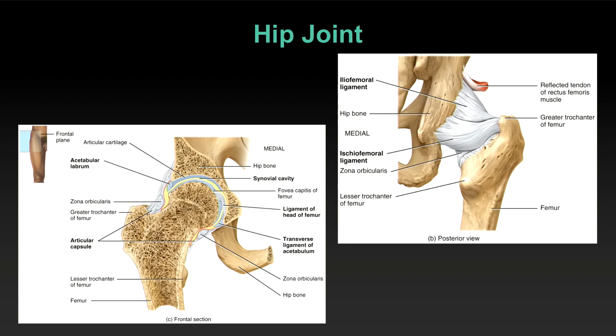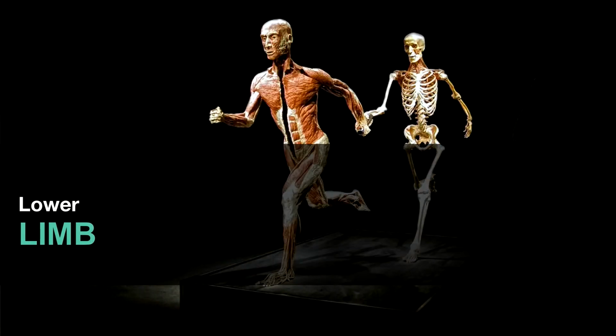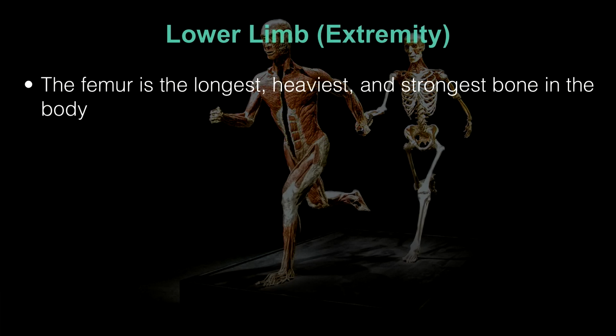And so this is a perfect introduction to our discussion of the lower limb, where our first bone of interest is the femur, from the hip joint, articulating with the acetabulum. The femur is of interest because it's the largest bone in our body. Longest, greatest by mass, largest bone in the body.